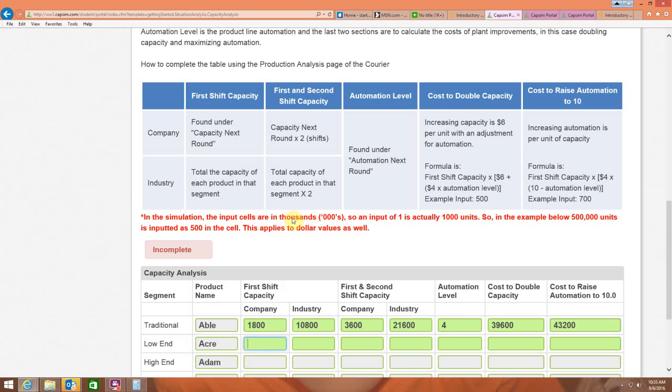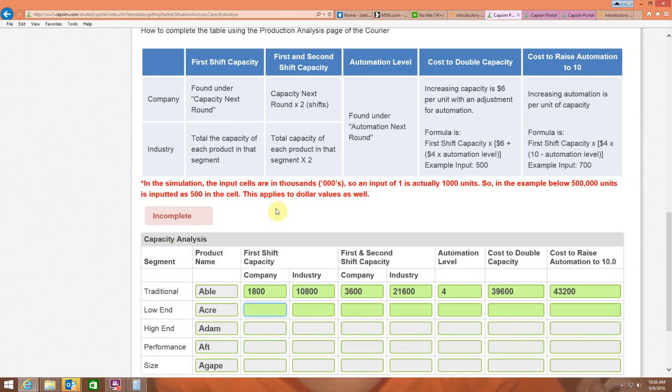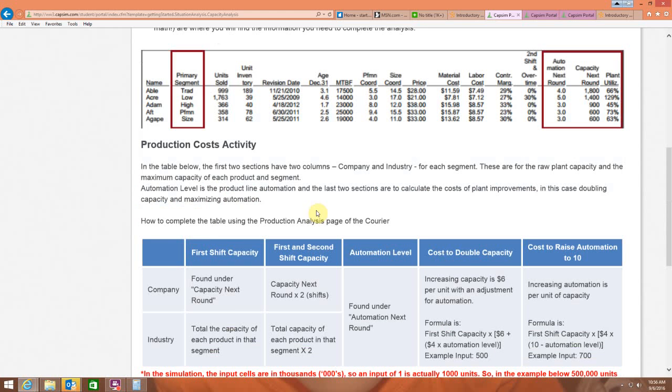That's actually 43. It's all in zeros, so that's actually in millions. This is 1.8 million, 10.8 million, 3.6 million. These are all in millions, so it cost me 43 million, a decent amount of money. Normally we wouldn't do that in one round. We would add capacity and or add automation in each round at a time. So there you go.